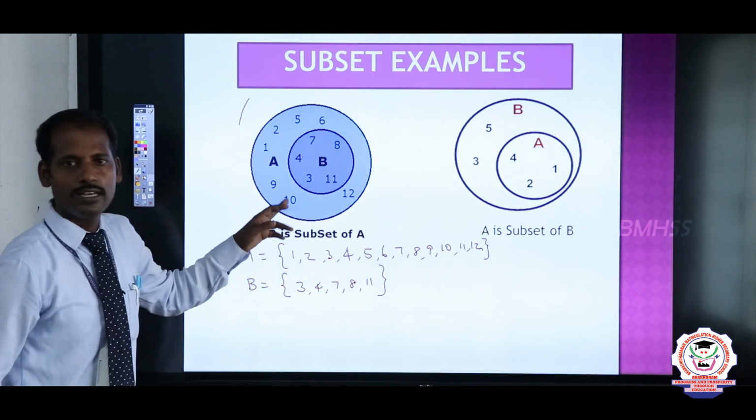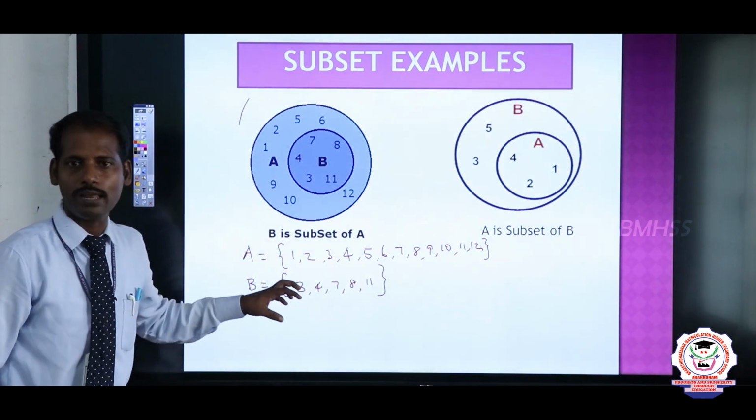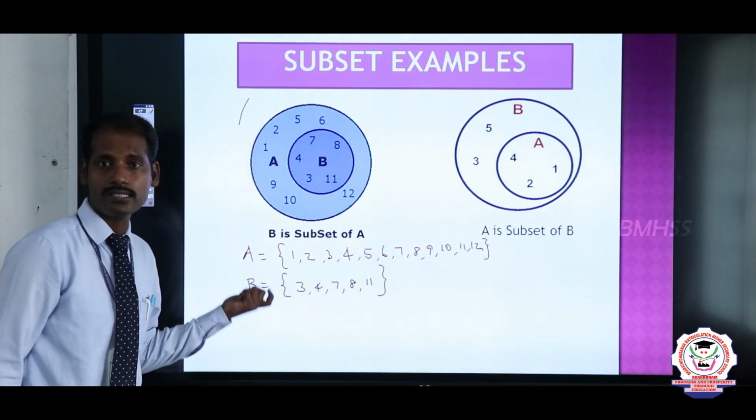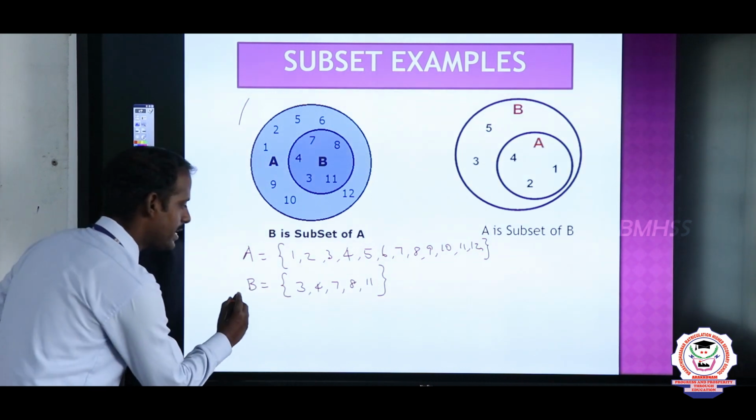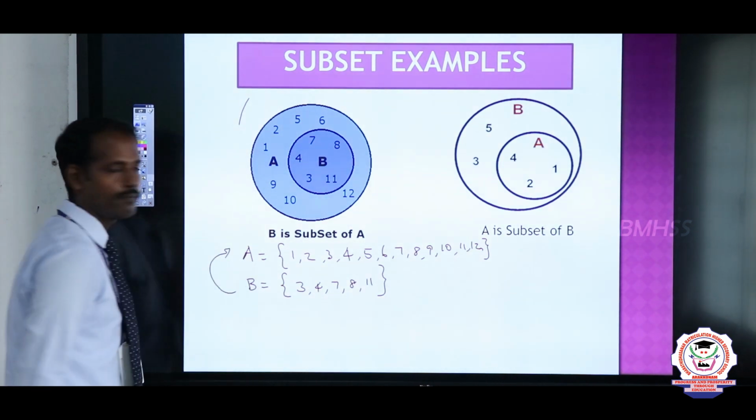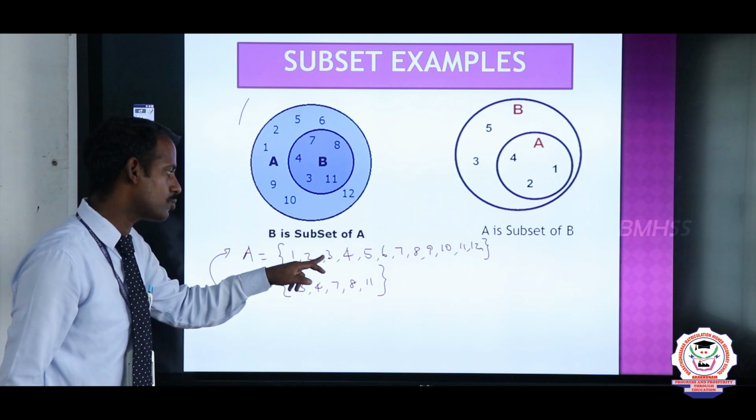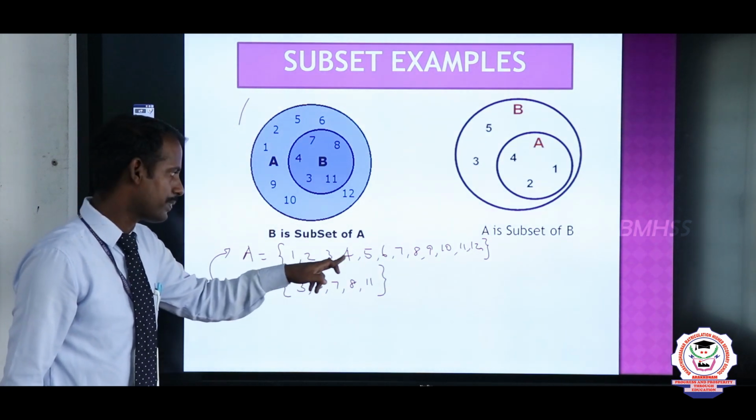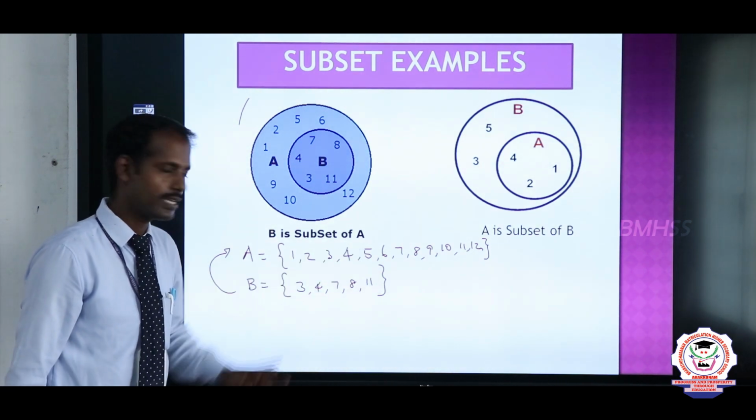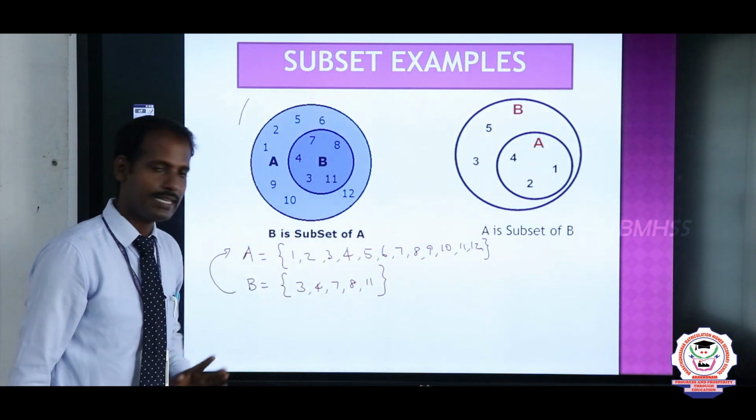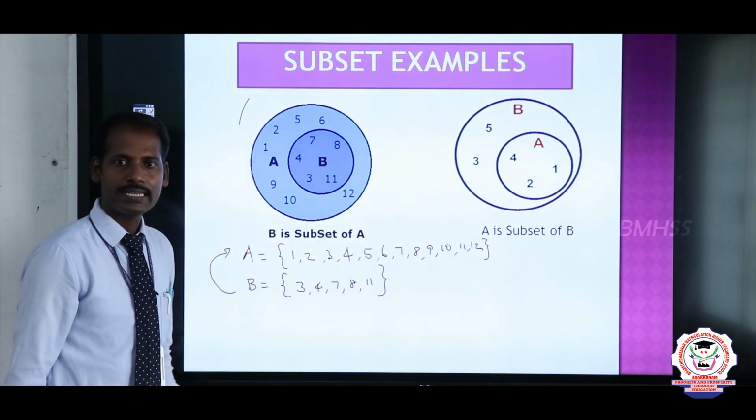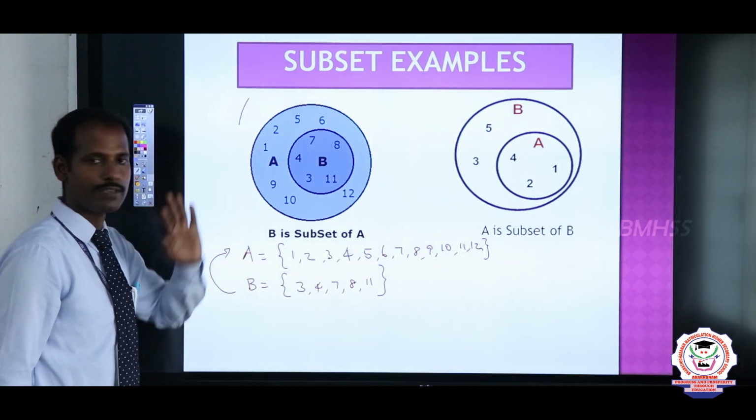Manush Raj, which set has more elements? Here set A has more elements. So B is a subset of A, because 3 belongs to A, 4 belongs to A, 7 belongs to A, 8 belongs to A, and 11 belongs to A. So B is a subset of A.